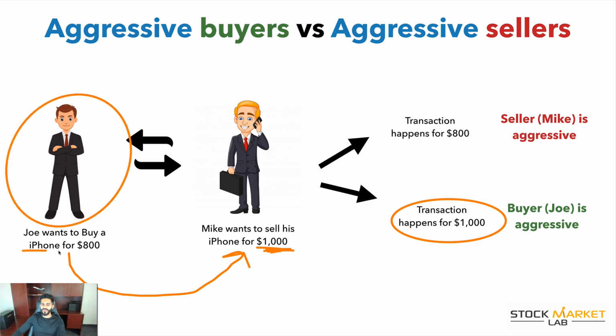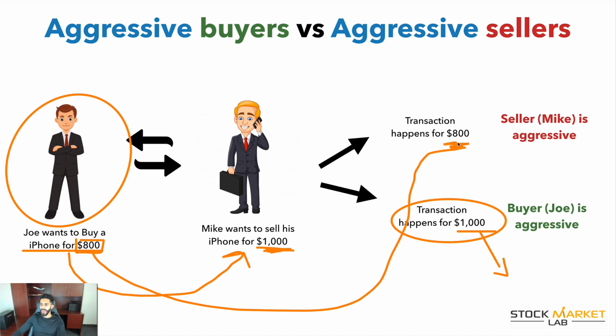He initially went into the store saying the most I'm going to pay is $800. But after he walked out the door, he ended up paying $1,000, meaning he was very, very aggressive. But now if Joe walked into the store and he only paid what he wanted to pay, that means the store or the seller was more aggressive.